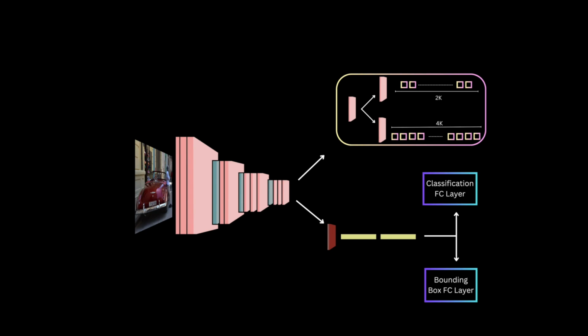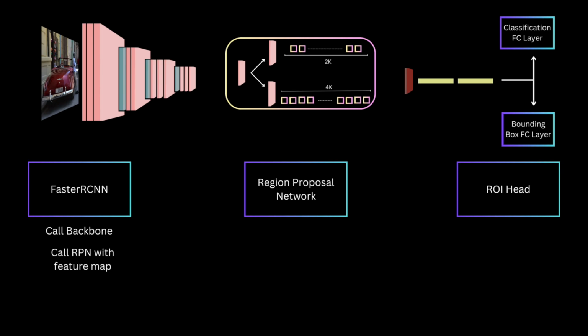To remind ourselves, Faster R-CNN has a backbone, RPN specific layers, and ROI specific layers. We will create 3 modules for this: RPN module, ROI head, and a Faster R-CNN module, which will be our Faster R-CNN model. Faster R-CNN model will first call the backbone to get the image feature map, and then it will call RPN to get proposals for this image.